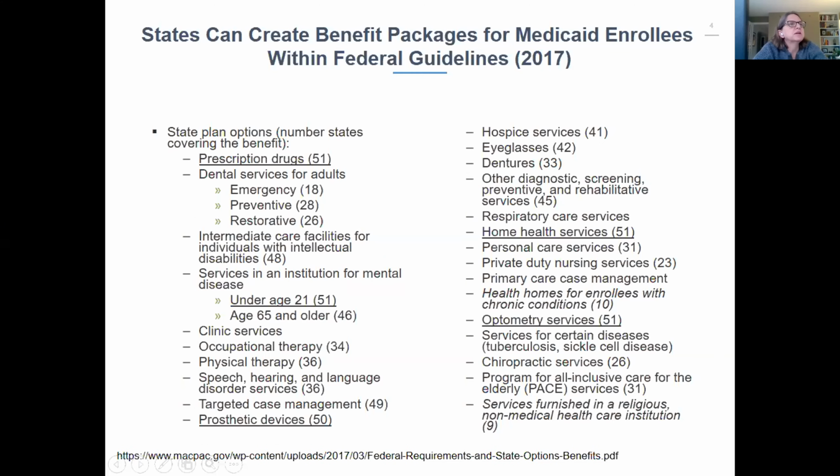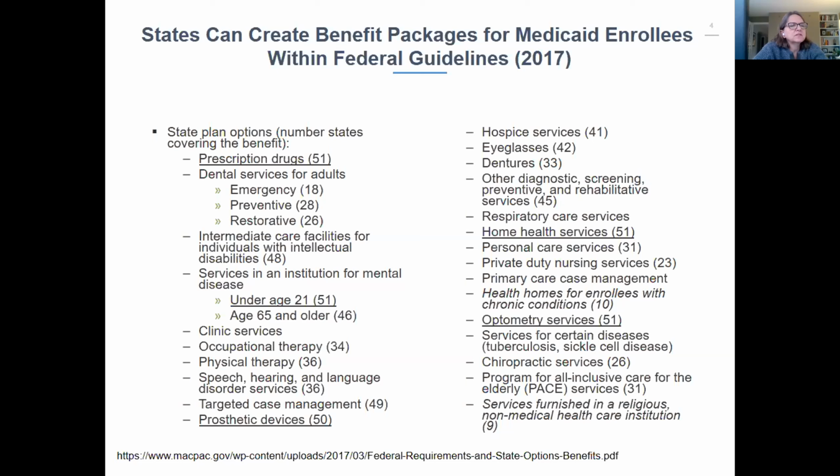But states also can create benefit packages within federal guidelines. These are all state options. What I've done here to draw your attention to things is that the services that are underlined are ones where all states or all but one state have created benefit packages. There are 51, just a reminder, including DC. So prescription drugs, services for people under age 21 in an institution, prosthetic devices, home health services, optometry. Every state has done something.